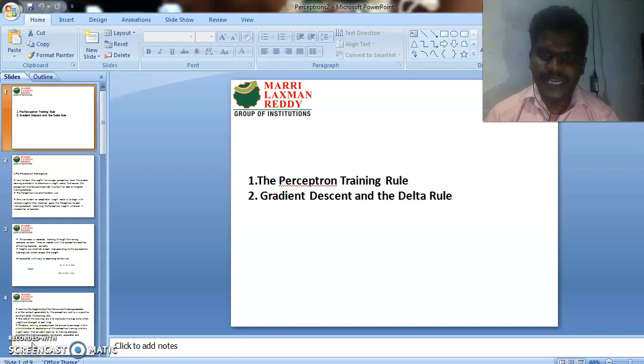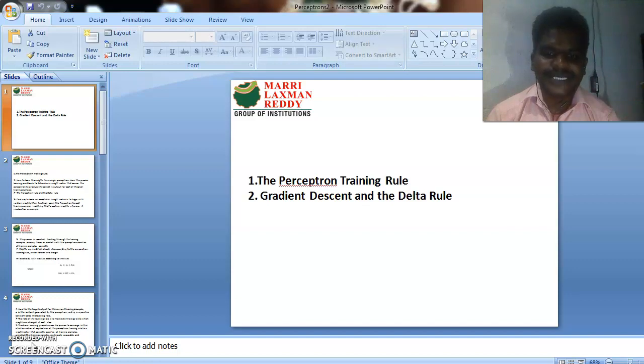Now I am going to explain the Perceptron Training rule and gradient descent on the delta rule, where we use these two rules in a neural network. Perceptron Training rule means updating the weights where we get misclassified data in the network. We apply it by updating the weight values for each and every neuron. That is the Perceptron Training rule.